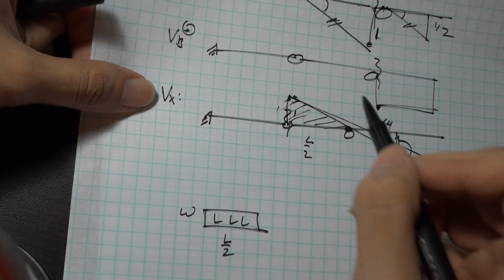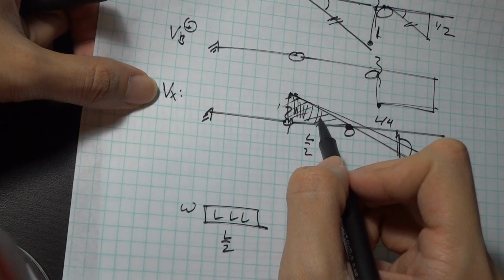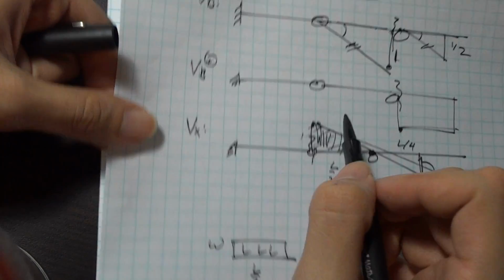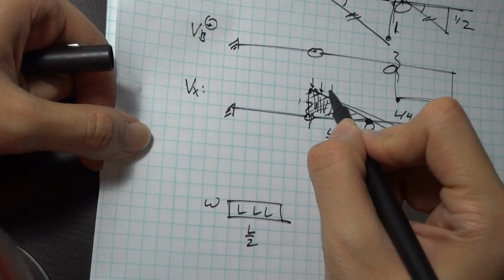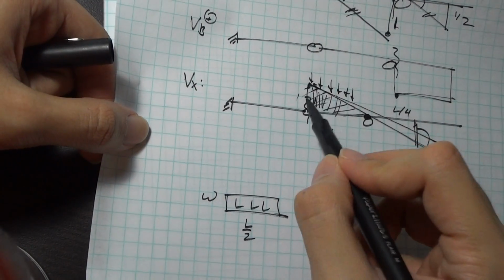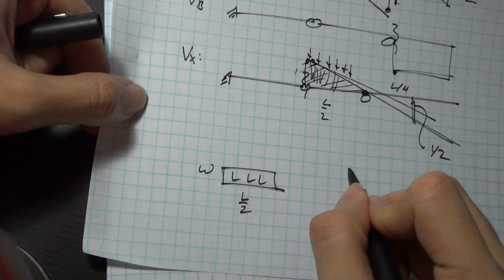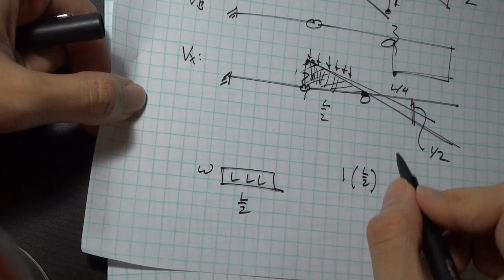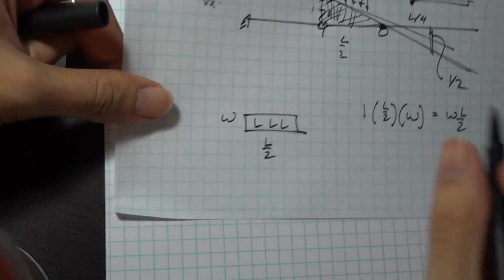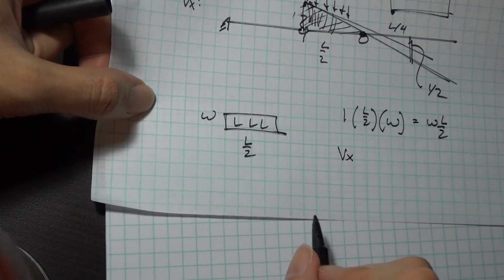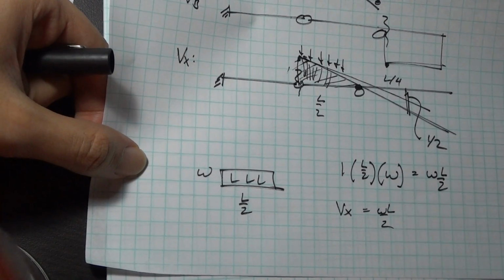But I have a distributed load. A distributed load has infinitely many points on it. How do we deal with infinitely many points? We integrate. Integration is just finding the area. So to model infinitely many points along here, I just find the area of this and multiply it by W. That's 1 times L on 2 times W. Therefore, the largest Vx I can possibly get for this diagram is WL on 2.